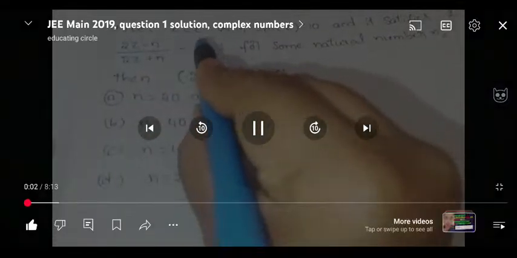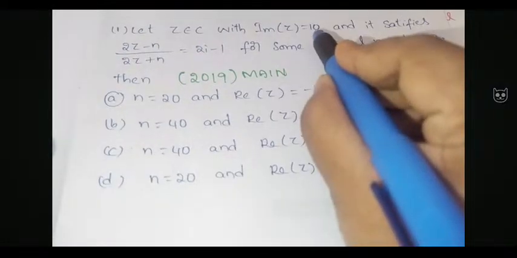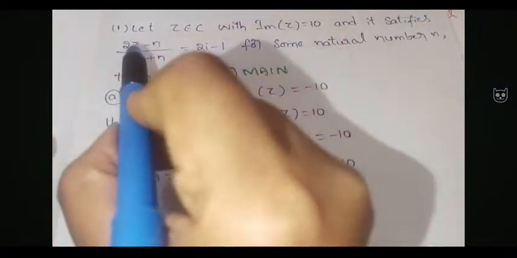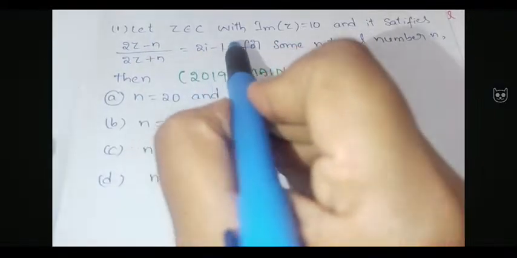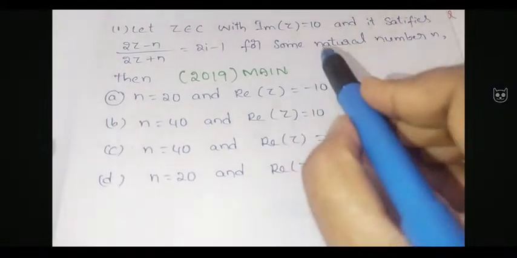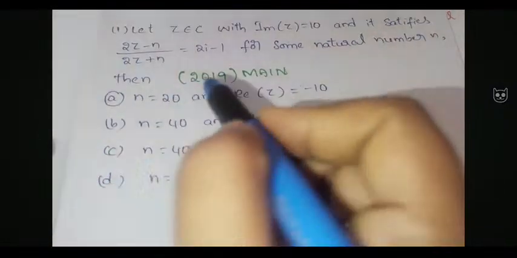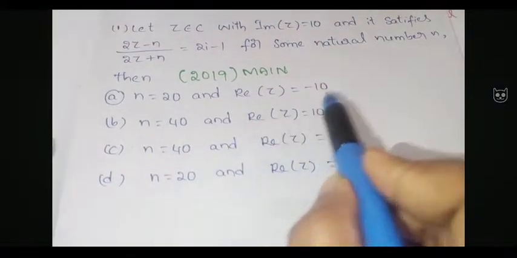Let z belongs to C with imaginary part of z equal to 10, and it satisfies (2z minus n) by (2z plus n) is equal to 2i minus 1 for some natural number n. Then find n and the real part of z.